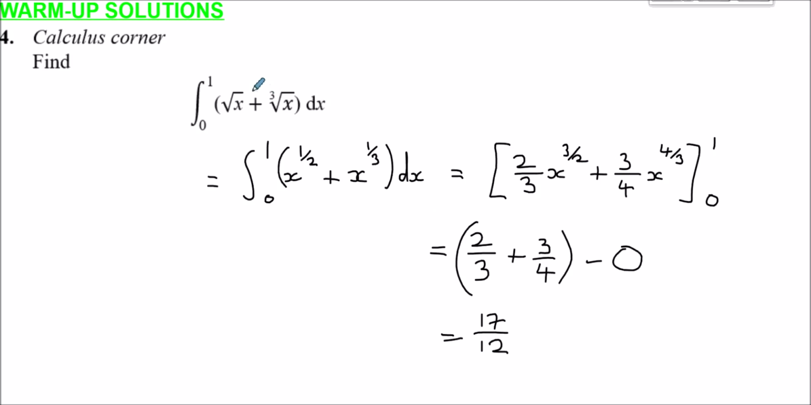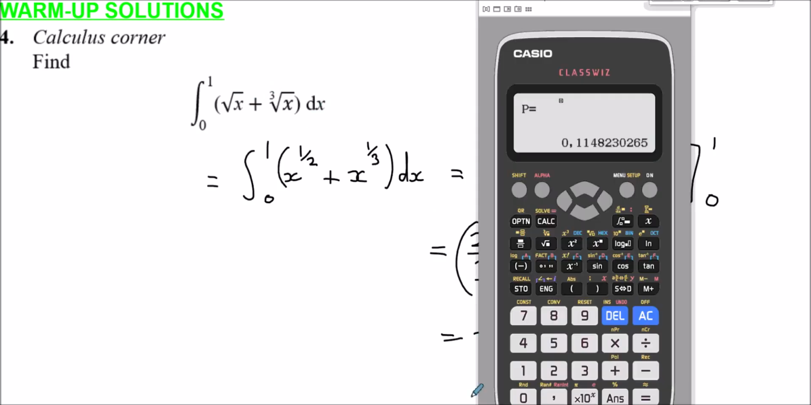And just to remind you how you can check this on a ClassWiz, you can use this integral button here. Let's go back to mode 1, sorry. Press the integral button and input the limits. So the lower limit is 0, upper limit is 1. And the function we wish to integrate is, first of all, root x, so square root symbol, alpha x, move along, then plus, then shift, cube root symbol, alpha x, to get this.